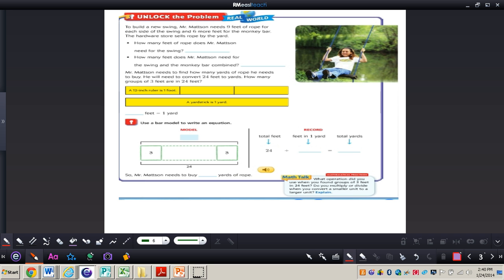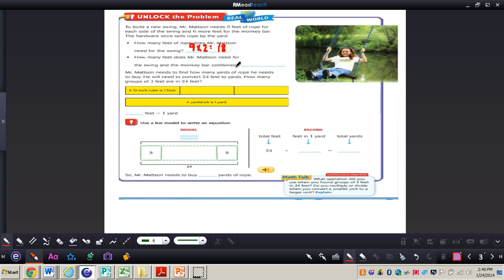Okay, so we're trying to figure out how much he needs for the swing. So what we can do is, since it's 9 feet for each side, there's 2 sides, so that actually equals 18. You can do 9 times 2 or even 9 plus 9.